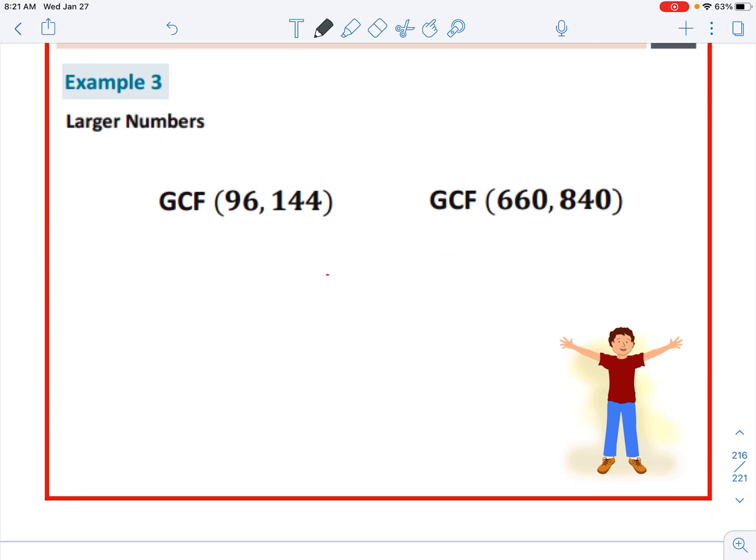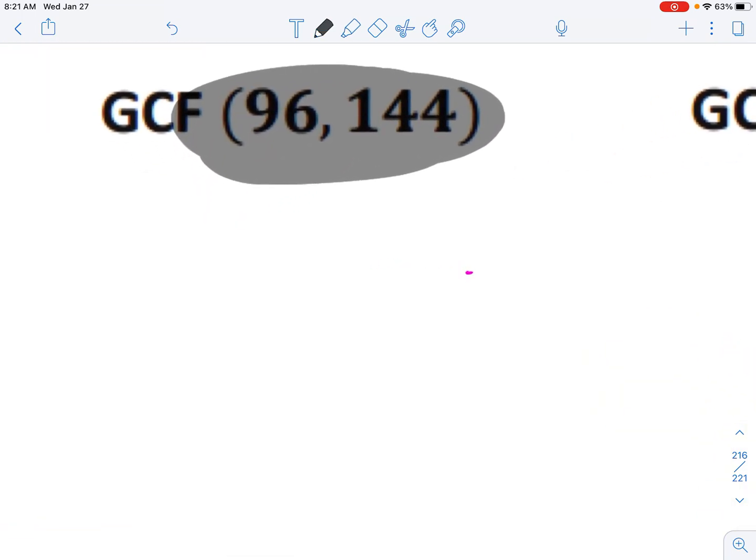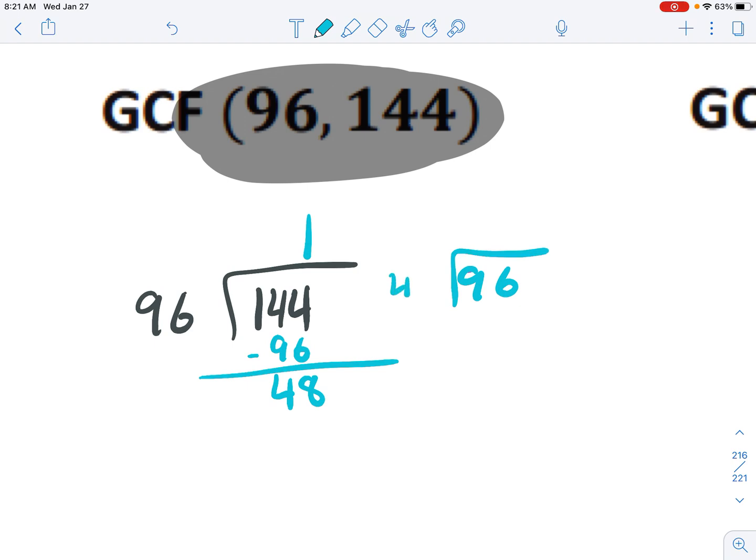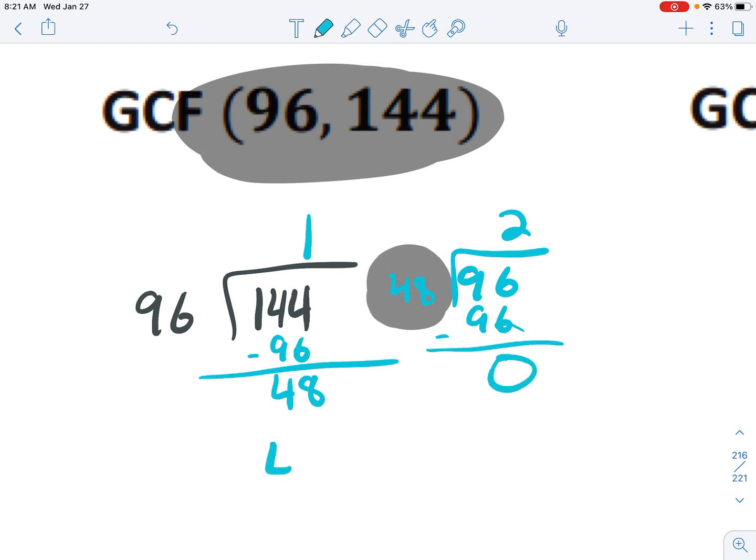Now, we're going to get into large numbers. Large numbers are the reason why many people use Euclid's algorithm. So let's go ahead and get started with the first one. We have 144 and 96. We divide the bigger number by the smaller number, and 96 goes into 144 once. We subtract this and we get 48. Now we divide the divisor by the remainder, and 48 goes into 96 twice evenly with no remainder. So 48 is our greatest common factor.